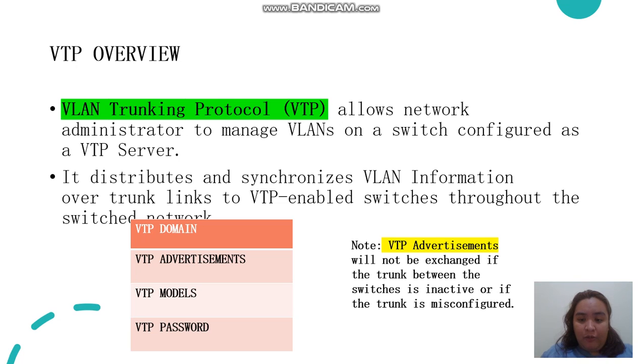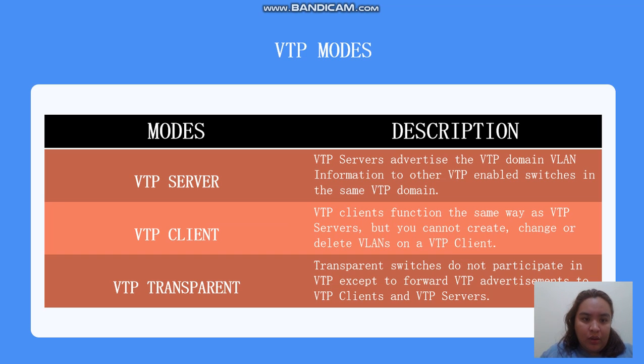Remember that VTP advertisements will not be exchanged if the trunk between the switches is inactive or if the trunk is misconfigured. For VTP modes, we have three: VTP server, VTP client, and transparent. Servers advertise the VTP domain and VLAN information to other VTP-enabled switches in the same VTP domain. Clients function the same way as VTP servers, but you cannot create, change, or delete VLANs on a VTP client. VTP transparent switches do not participate in VTP except to forward advertisements to VTP clients and servers.